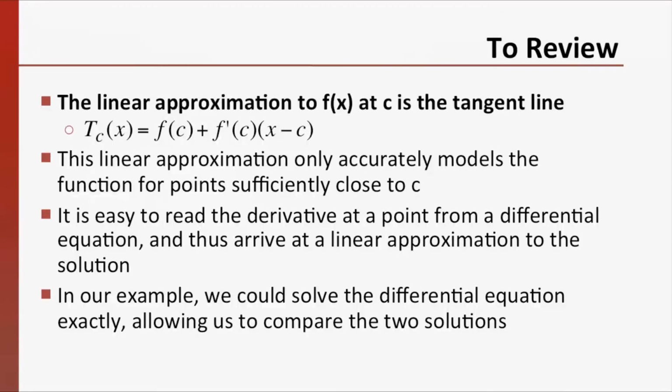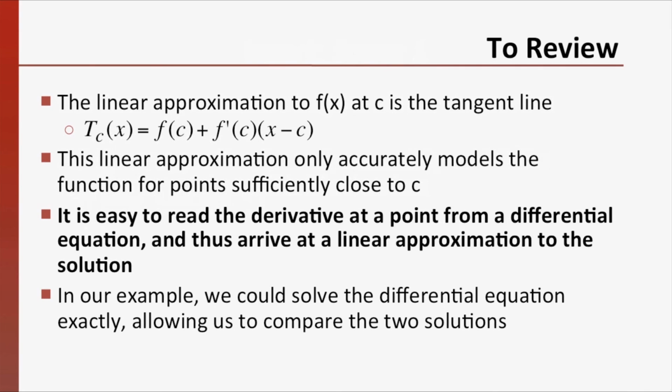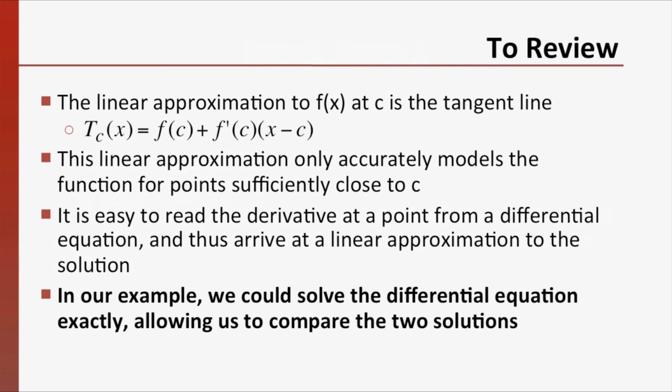Let's review. The linear approximation to a function at a point C is the tangent line of a function at C. This linear approximation only accurately models the function for points sufficiently close to C. It is easy to read off the derivative at a point from a differential equation, and thus give a linear approximation to the solution. In our example with the concentration of N2O5, we could also solve the differential equation exactly and demonstrate that the approximation was acceptable near the point of approximation t equals 0, but not so for larger time intervals.